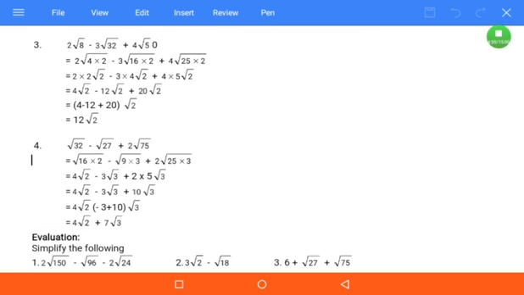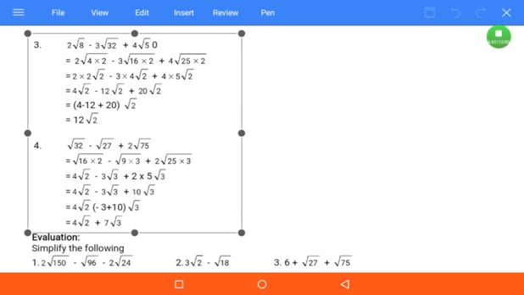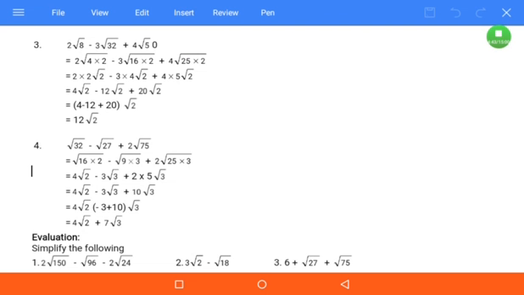Good. Now, you can see that of these 3, only 2 are like surds. You can only add and subtract like surds. It's like you're having x and y. We cannot add x and y, but we can add x plus x or y plus y. So you say, okay, fine.